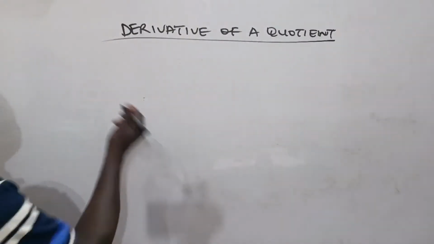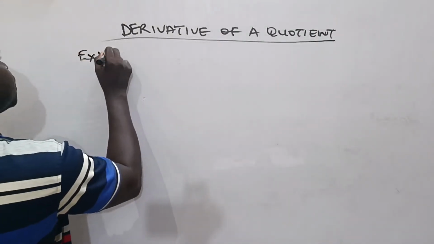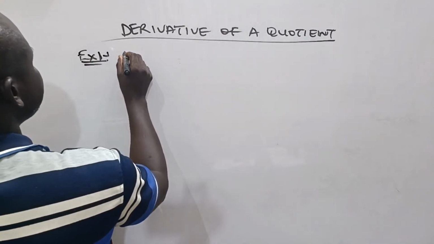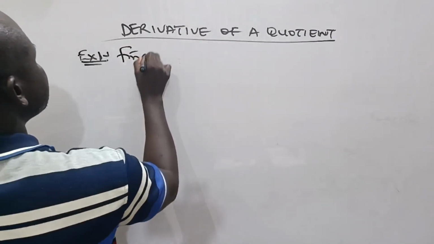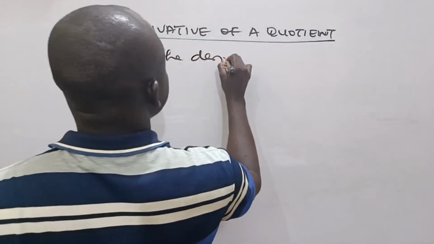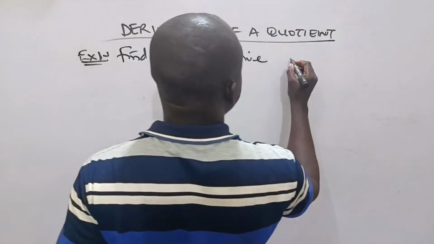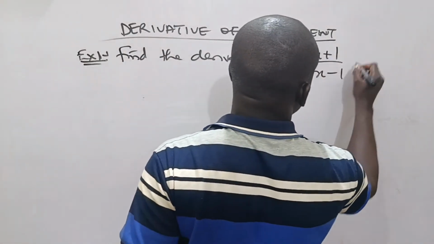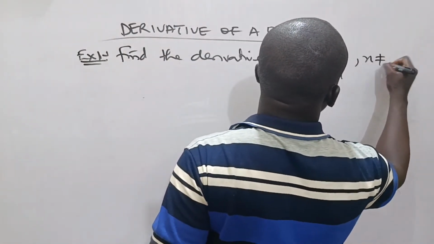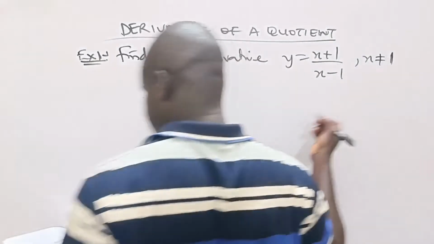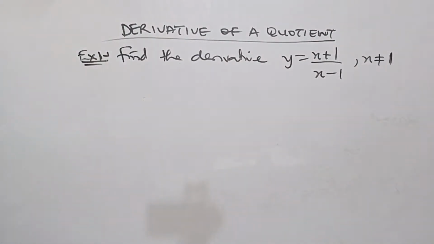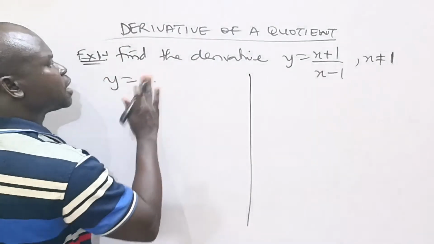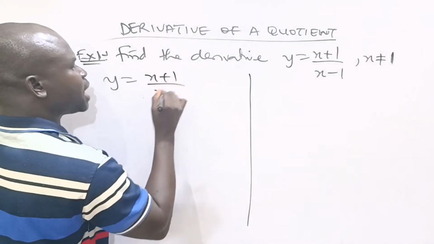So let's just take an example under quotient rule. Where the question says we should find the derivative, or differentiate, find the derivative of y is equal to x plus 1 all over x minus 1, where x must not be equal to 1 at the denominator. Okay, let's look at this problem. Y is equal to x plus 1 all over x minus 1.